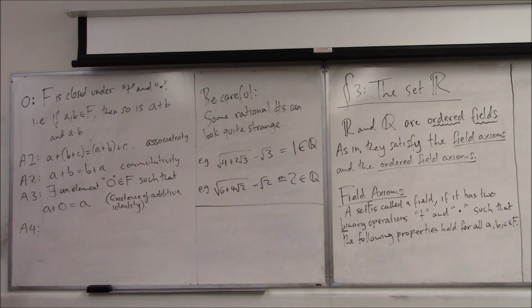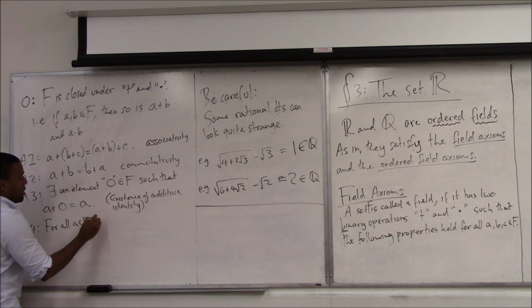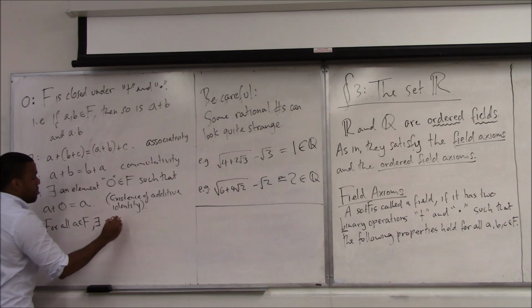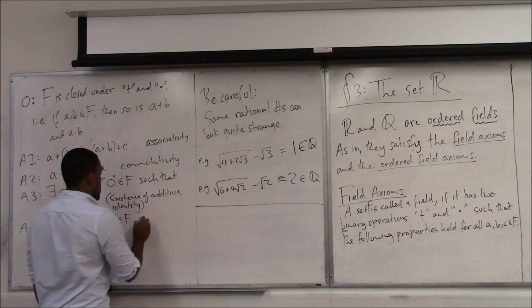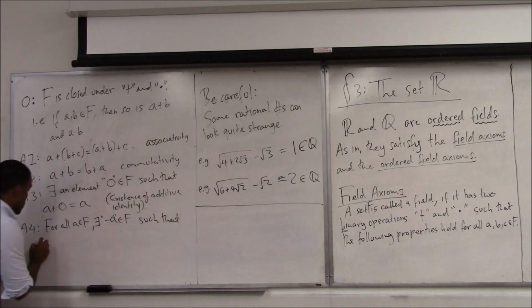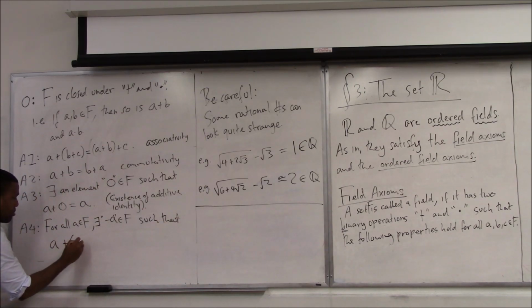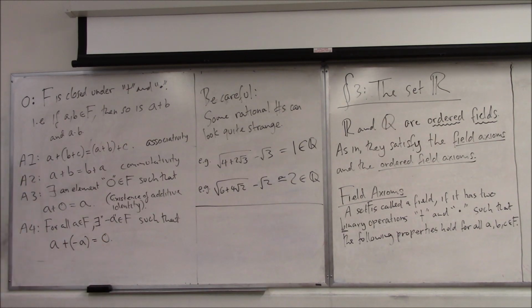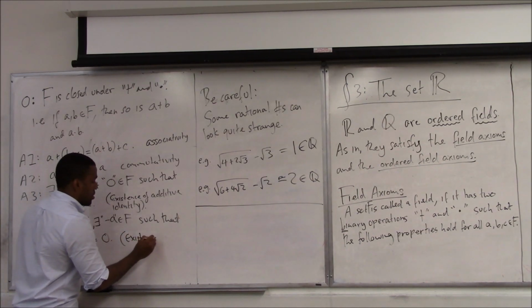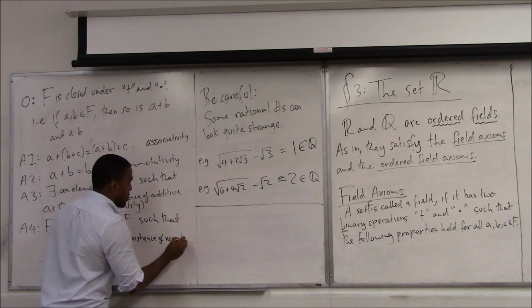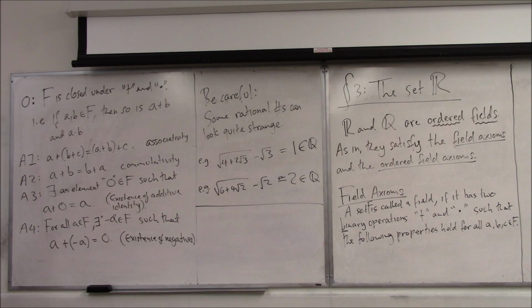Another one for addition. For all A in F, there exists something called minus A in F. Again, think of that as notation, such that if I take A and add minus A, I will get the additive identity. So this is the existence of negatives. Those are the properties that the addition operation must satisfy.